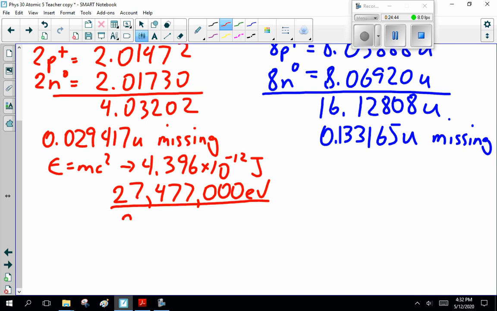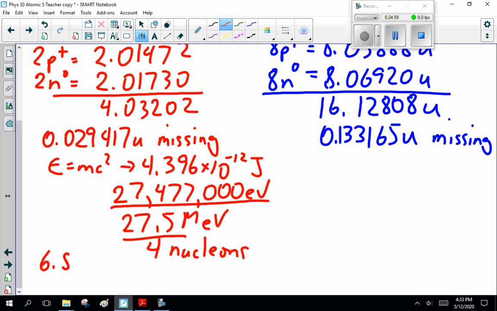Now that is 27.5 mega electron volts. Divided by 4 nucleons, 2 neutrons and 2 protons, gives me 6.87 mega electron volts per nucleon. So that's its relative stability.